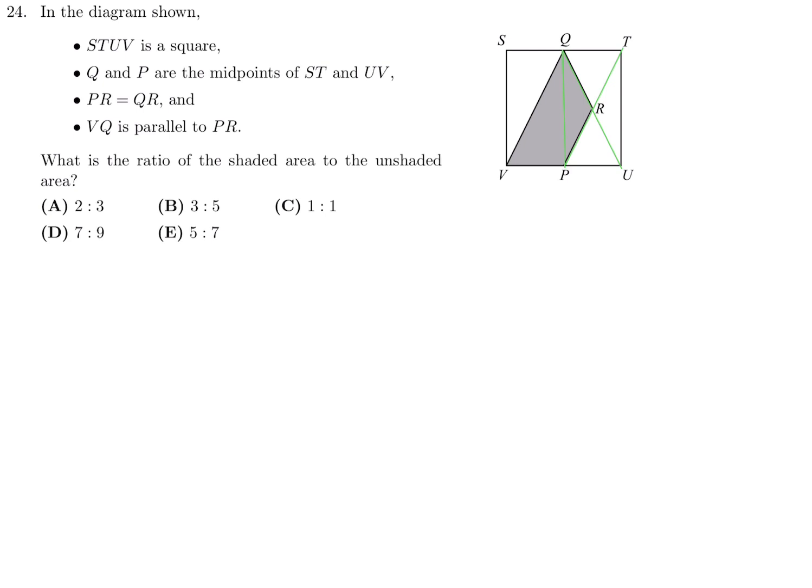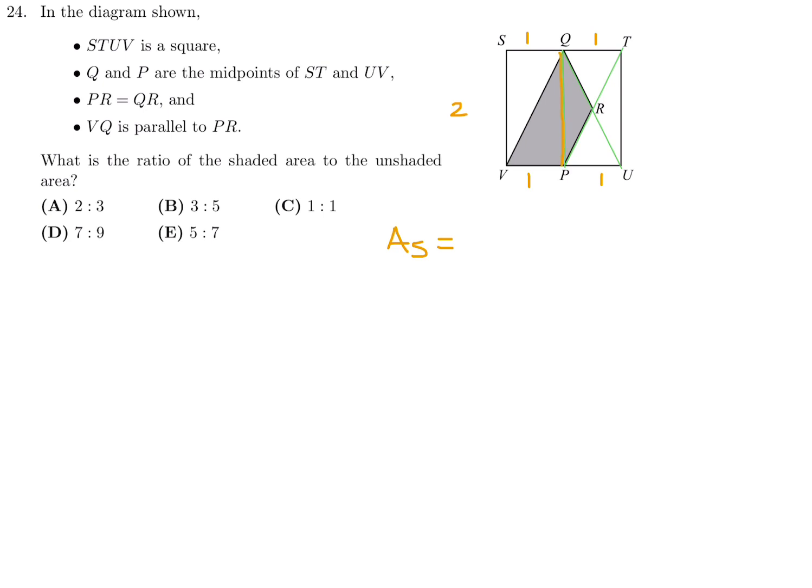The ratio of the shaded area to the unshaded. So let's just figure out what is the shaded area. The shaded area, let's give it some numbers. Let's say this is 2. Since Q is the midpoint, this will be 1 and 1. Similarly, P is the midpoint, so this will be 1 and 1.